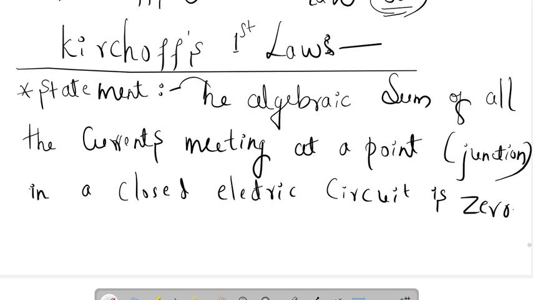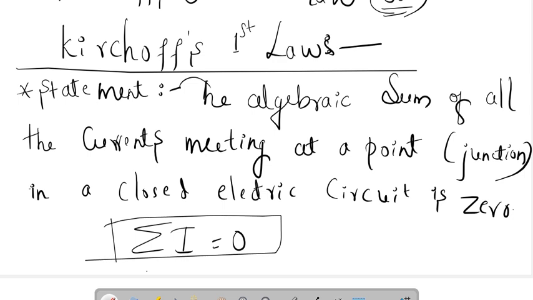This can also be written as the sum of currents equal to 0. This is the statement for Kirchhoff's first law, Kirchhoff's current law. So let me give you an example of Kirchhoff's first law. Let us consider a junction.